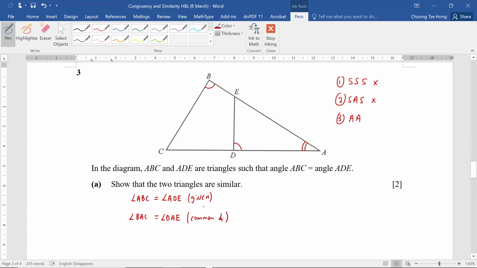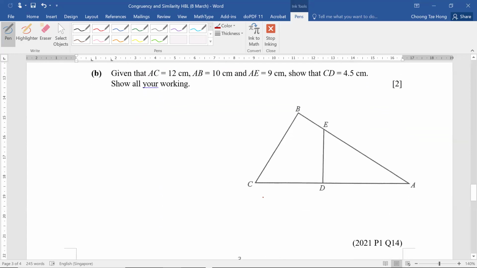Now we have our AA ready. So we have actually successfully proven similarity already. Therefore triangle ABC is similar to triangle ADE, and the test will be the AA test, right? So not too difficult of a question. Let's take a look at part B of the question.